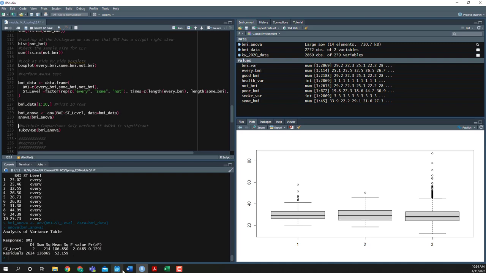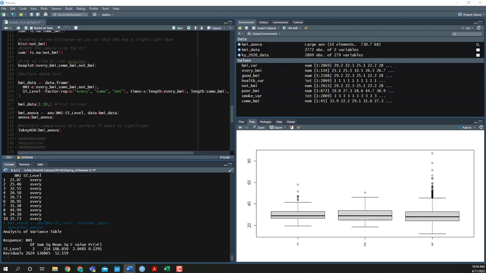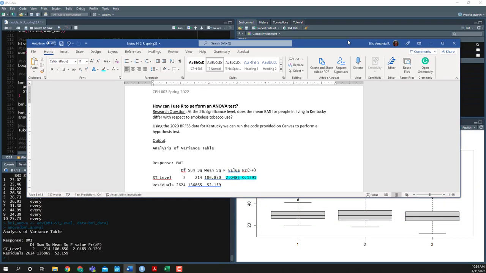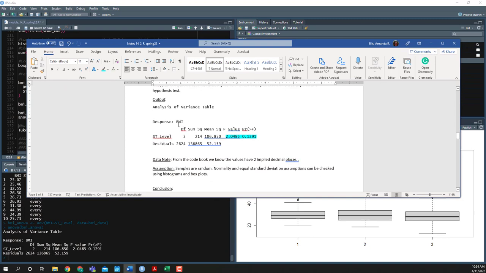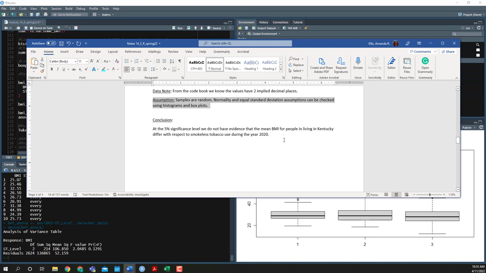All right, so next in the notes, here we go. You'll see I have copied over that output. In this case, our hypothesis test was not significant. Now here's where we checked our assumptions. And then our conclusion here is at the 5% significance level, we do not have enough evidence that the mean BMI for people living in Kentucky differs with respect to smokeless tobacco use during the year 2020.